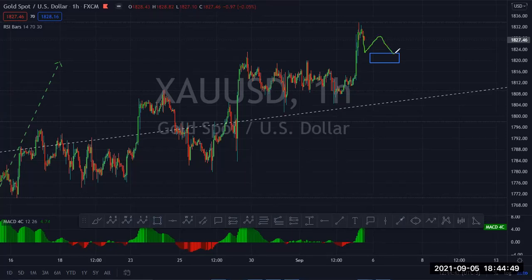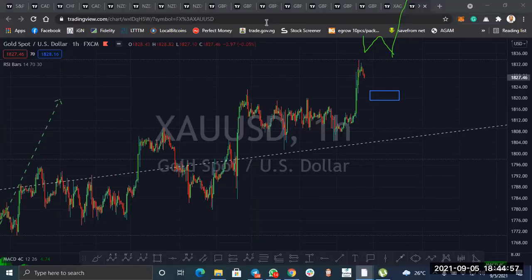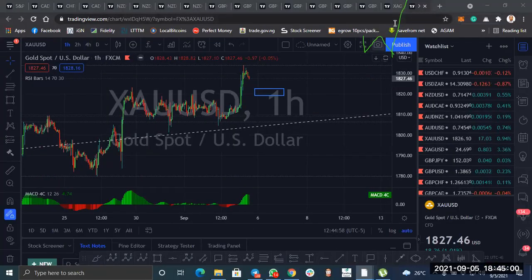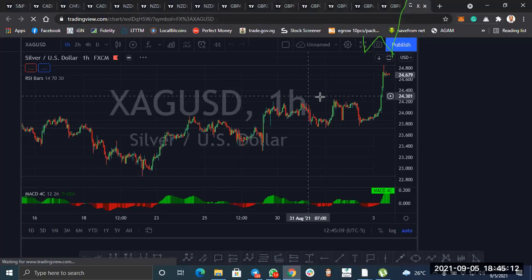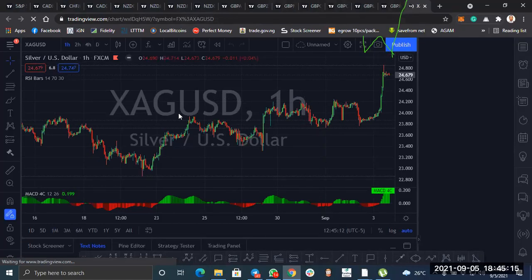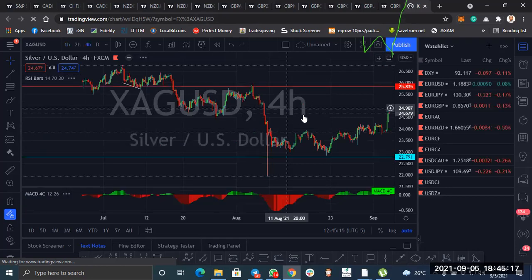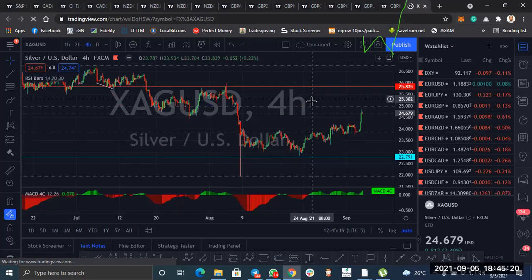And A, B, C, they'll give us a buy setup. Okay. Silver is going the same way. Silver is buying, gold is buying, but the way they are buying, the force is not much. Okay. And silver, you can see silver.